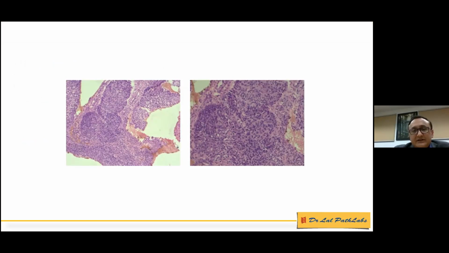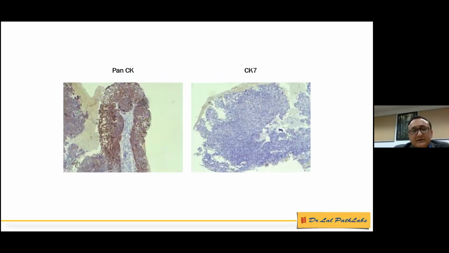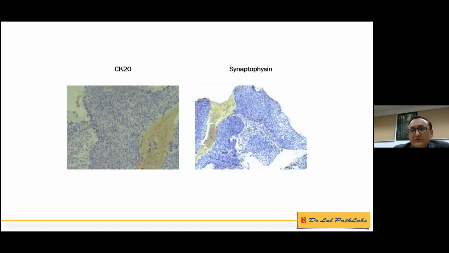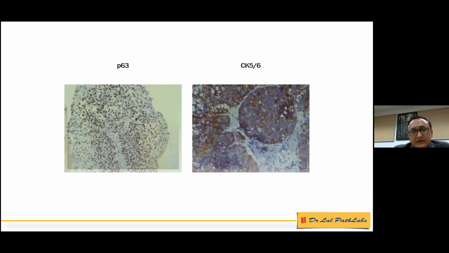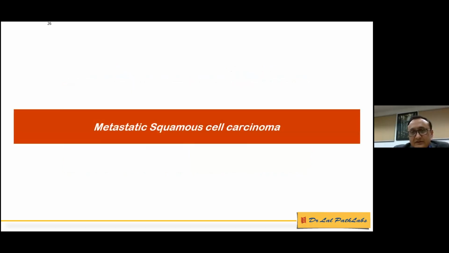Could be anything, but squamous is one of the possibilities here. Pancytokeratin was positive, CK7 was negative, CK20 was negative. The cells were smallish, so synaptophysin was also done to rule out neuroendocrine differentiation. P63 and CK5/6 were positive. As I said earlier, these two are markers of squamous differentiation. So this was a metastatic squamous cell carcinoma.